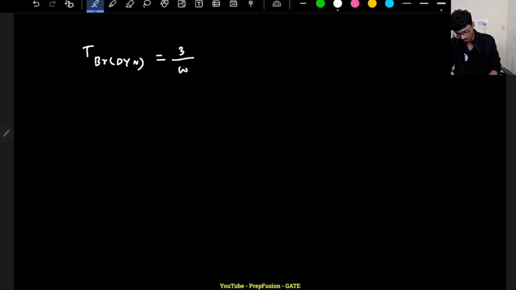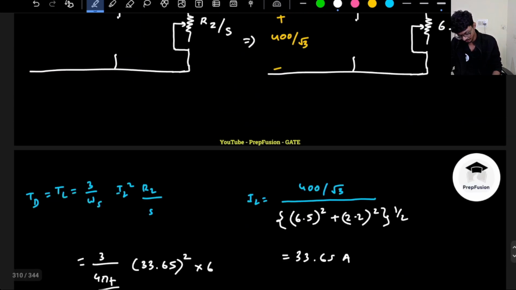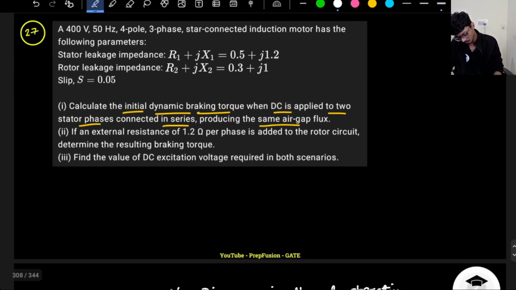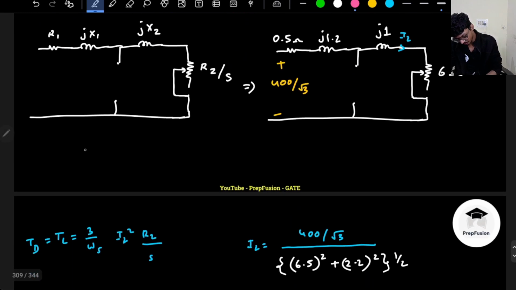Because what is power? Power is omega speed into torque, right? So torque will be P by omega. The rotor is rotating with omega r, so you write omega r, because you might have confusion. So can I find out omega r? Very simple. Previously the slip was 0.05. So what will be my NR? NR will be 1 minus S into NS.